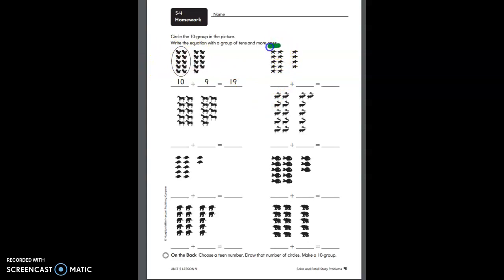So in the directions it says circle the 10 group. So I'm going to circle the 10 group because I know that's 5 on one side and 5 on the other. I'm going to write the number 10. And then I'm going to count the more. And I see that that is 4, so I'm going to write 4, and I know that 10 plus 4 more is 14.